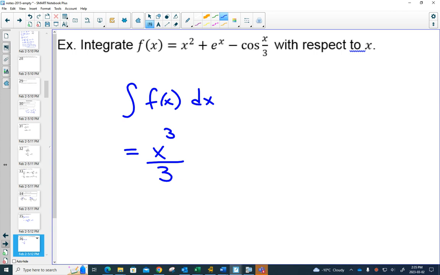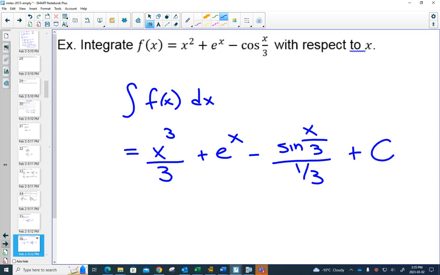Add 1 to the exponent, divide. Integral of e to the x would be e to the x. And positive or negative? It was originally negative. Does it change to positive, or does it stay negative? Steady state. Wait for it. Oh, there we go.